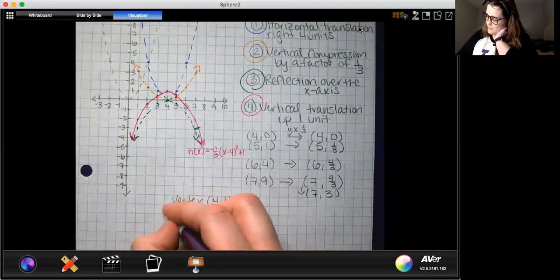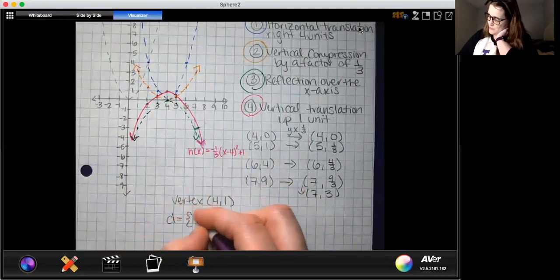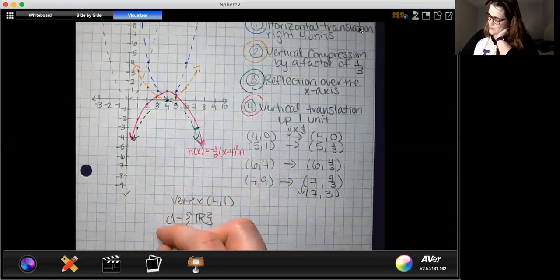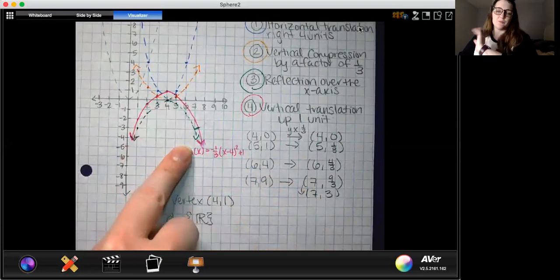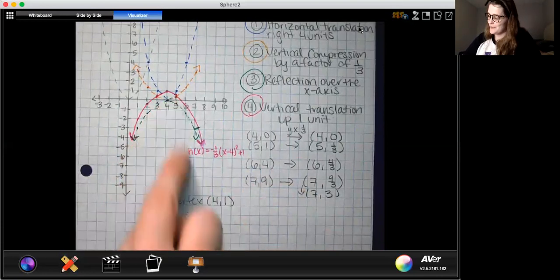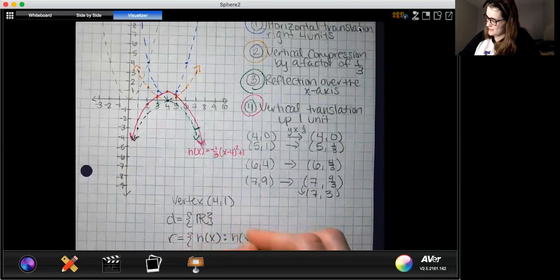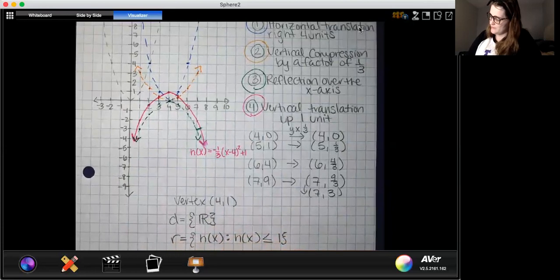So therefore my domain, which has no restrictions still, is all real numbers. My range is not upside down, my graph is reflected upside down, so that means all my values are going down. So h of x such that h of x is less than or equal to 1. And my axis of symmetry is x equals 4.